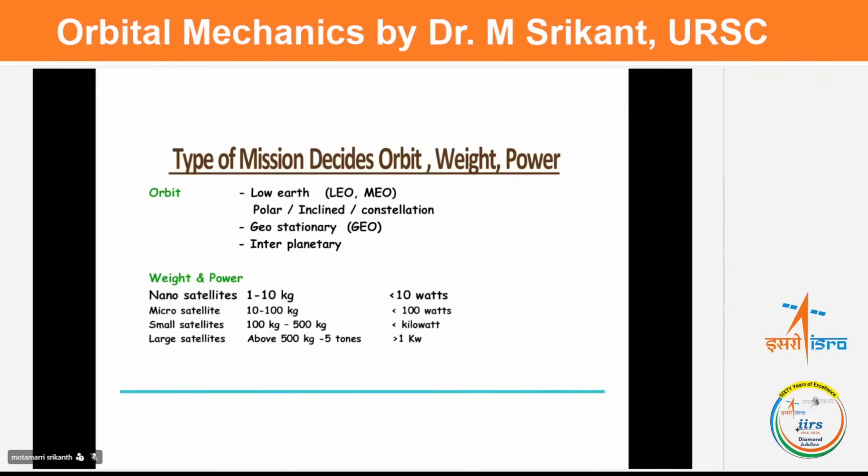Micro satellites, 10 to 100 kg, require about 100 watts. Small satellites, 100 kg to 500 kg, require a kilowatt of power to manage such systems. Large satellites, 500 kg to 5 tons, require more than 1 kilowatt. These are very coarse categorizations of satellites based on their mass and the power required to manage the mission.